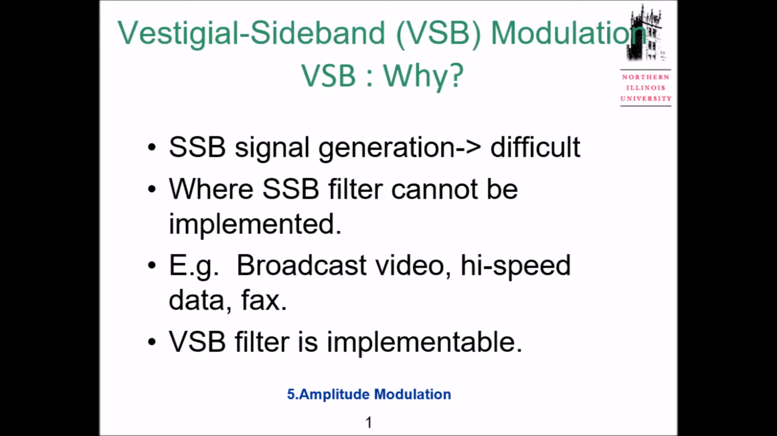Why modulation, we just talked about. Single sideband generation is very difficult, pretty complicated, especially for wideband and DC component signals. It's hard to generate. If the single sideband filter cannot be implemented, for example with low frequency components there, it's really hard for us. For example, broadcast radio has pretty wide bandwidth. High-speed data, both wideband, and generally they have very low frequency content.